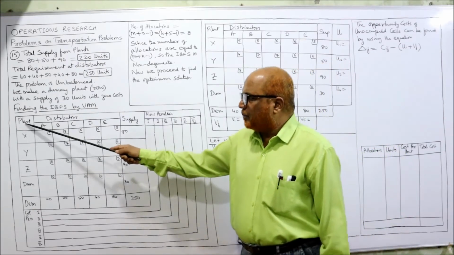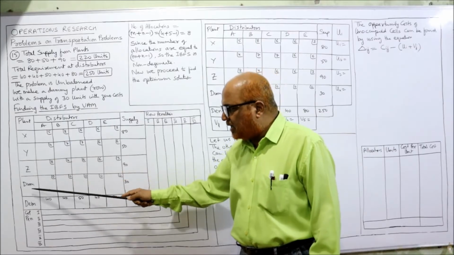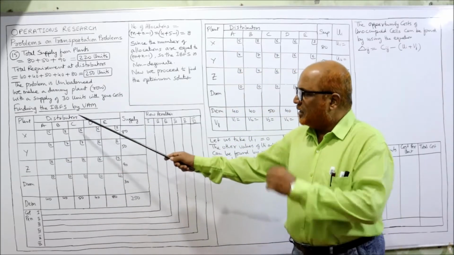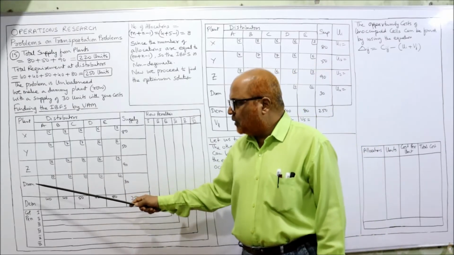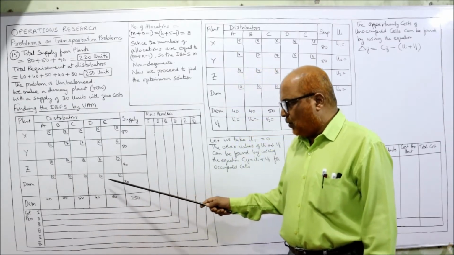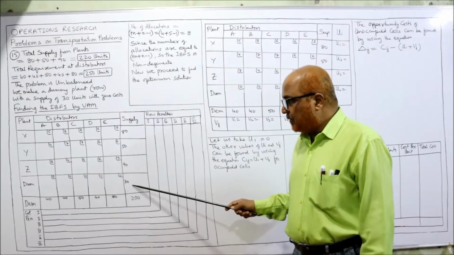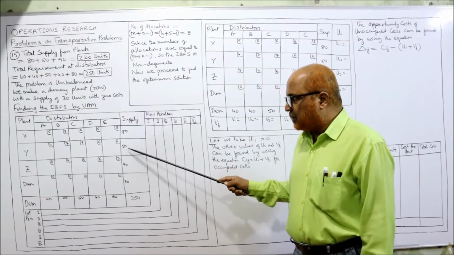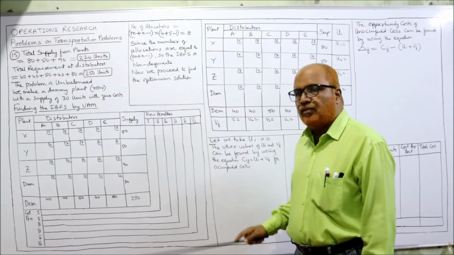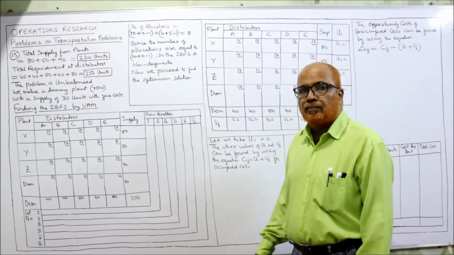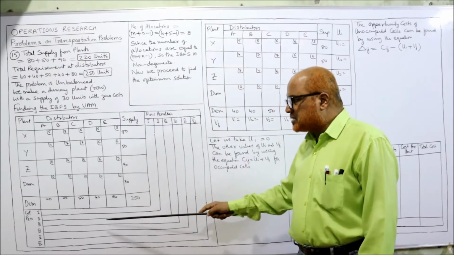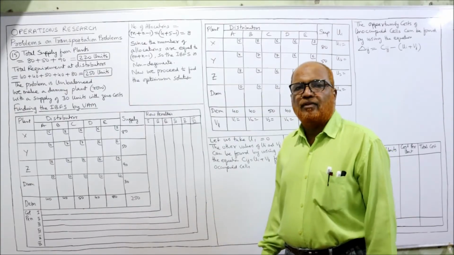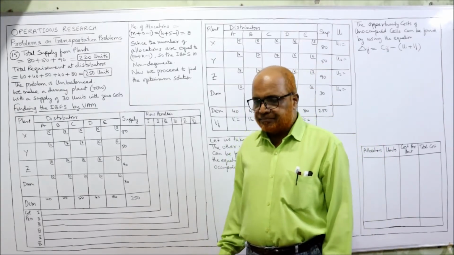Finding the IBFS by VAM. As usual, I have taken plants X, Y, Z and dummy. Distributors are A, B, C, D, E. For the dummy plant, the unit costs will be taken as zeros, whereas the supply will be 30. Now if you add up 80 plus 50 plus 90 plus 30, you will get 250. It is a balanced problem, no? Remaining costs are given. Then row penalties and column penalties for finding out the IBFS.